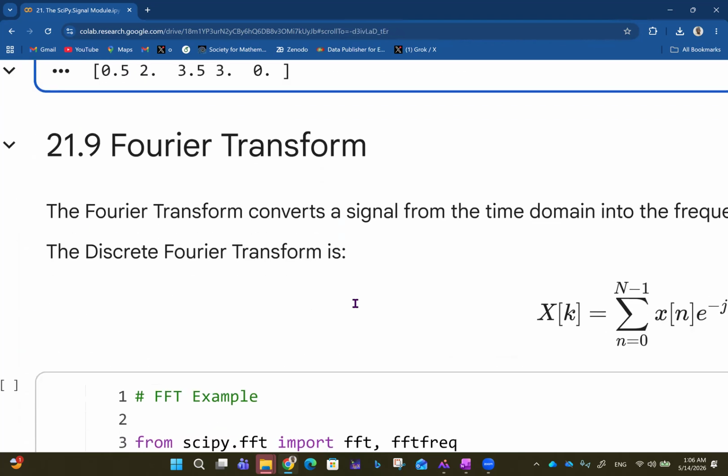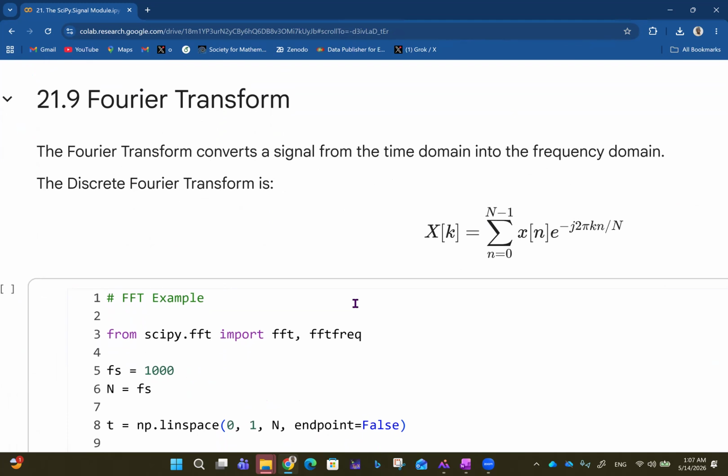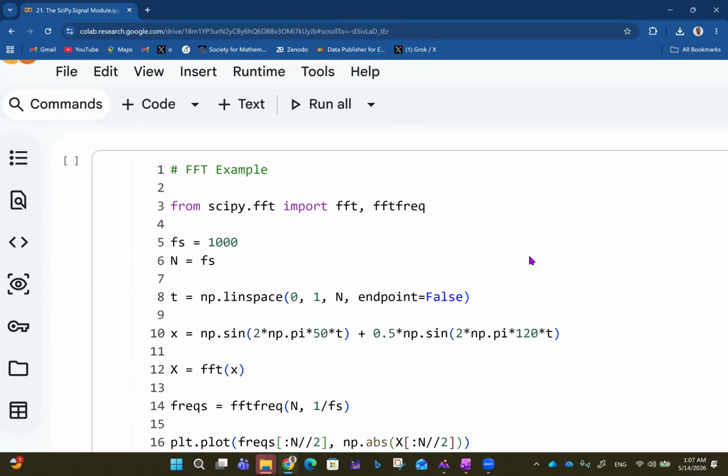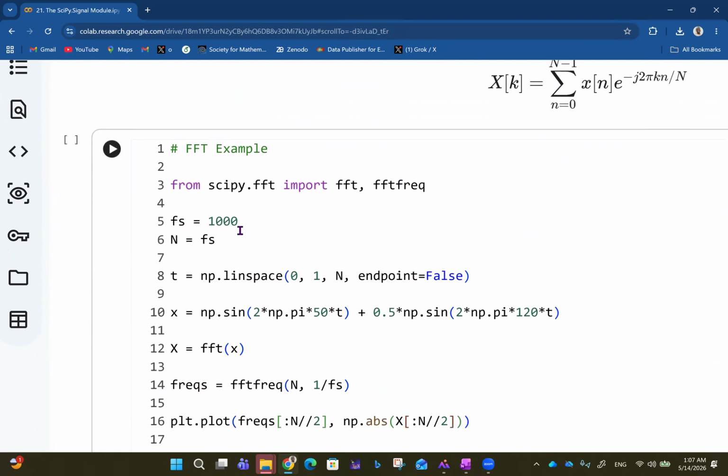Then we have the Fourier transform. The Fourier transform converts a signal from the time domain into the frequency domain, just like we saw in the last video. The discrete Fourier transform is X of k equals the summation from n equals 0 to n minus 1 of x of n e raised to minus j 2 pi k n all over n. Then you have the FFT example, the fast Fourier transform, just like what we brought from the other case.